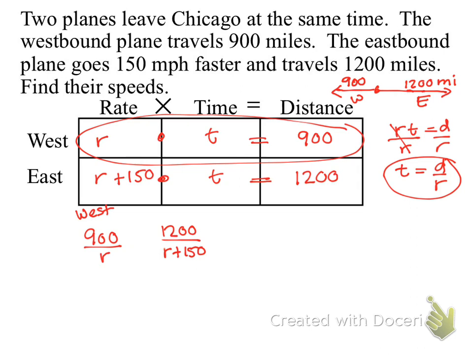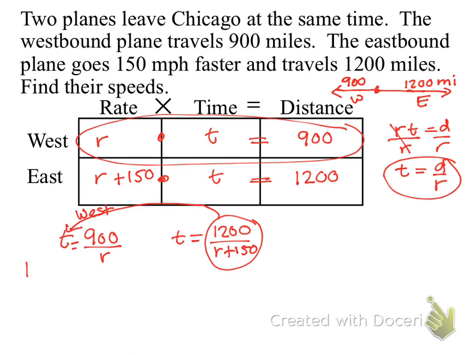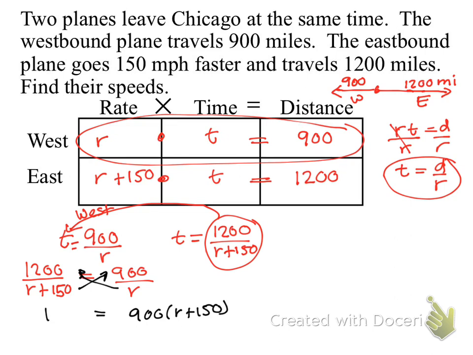So we have t equals 900 over R, and the other one is t equals 1,200 over R plus 150. And then what do we do? Substitution. So I end up with 1,200 over R plus 150 equals 900 over R. Now what? It's a proportion, guys. What do we do? Multiply. So it's 900 times R plus 150, and this is 1200 R.